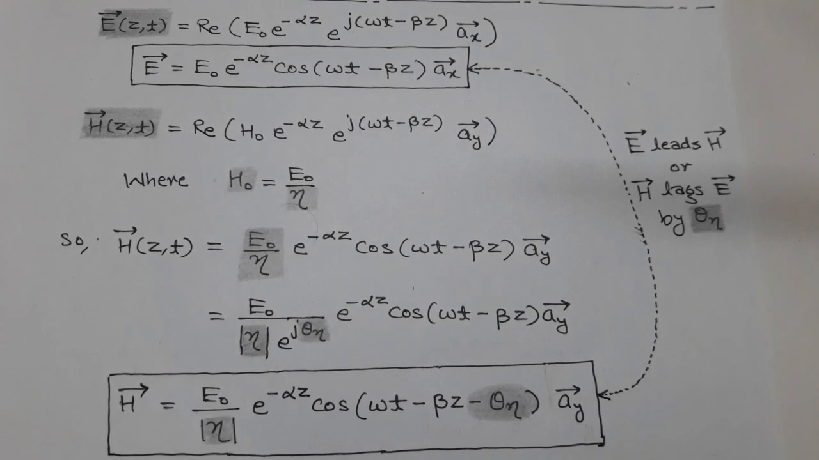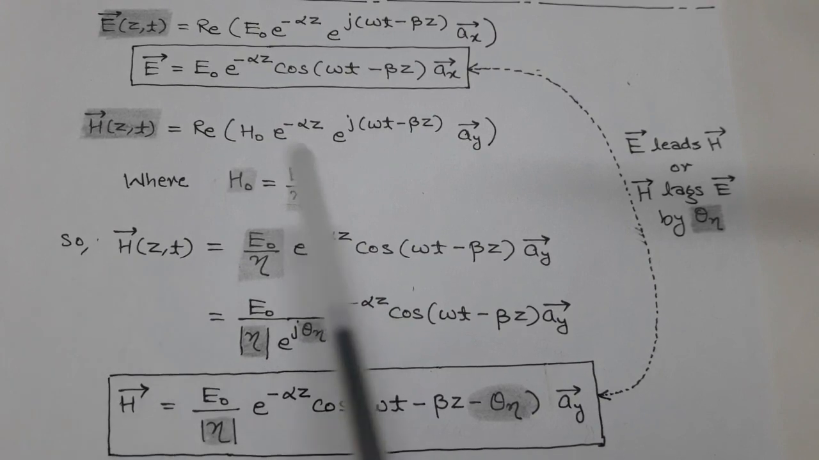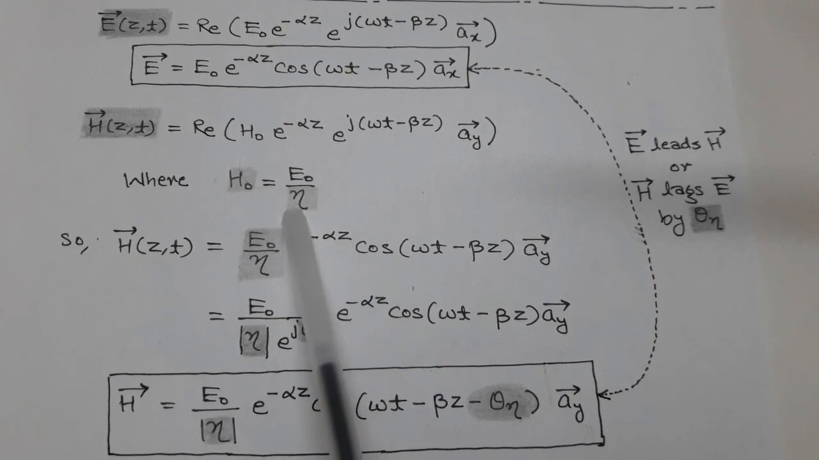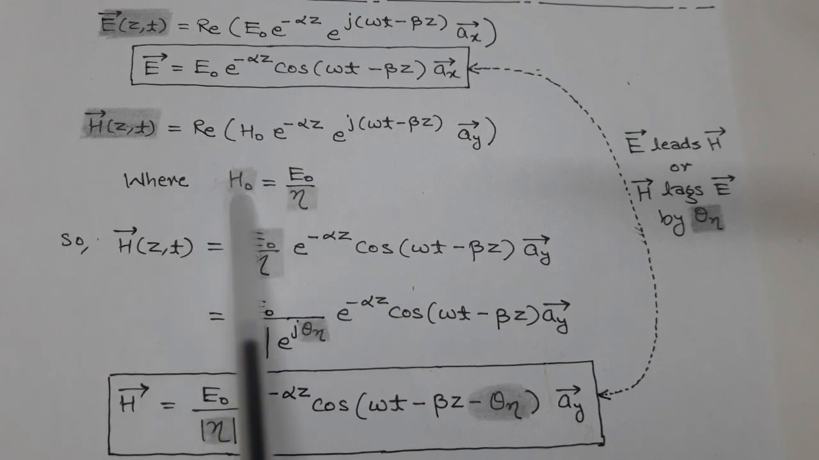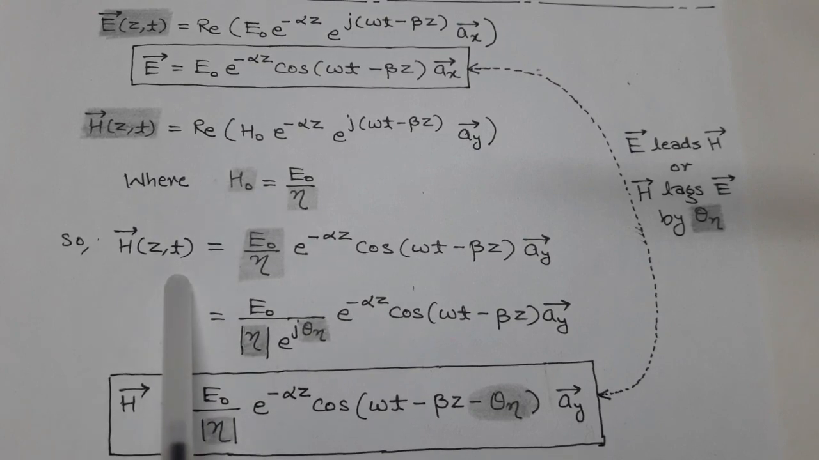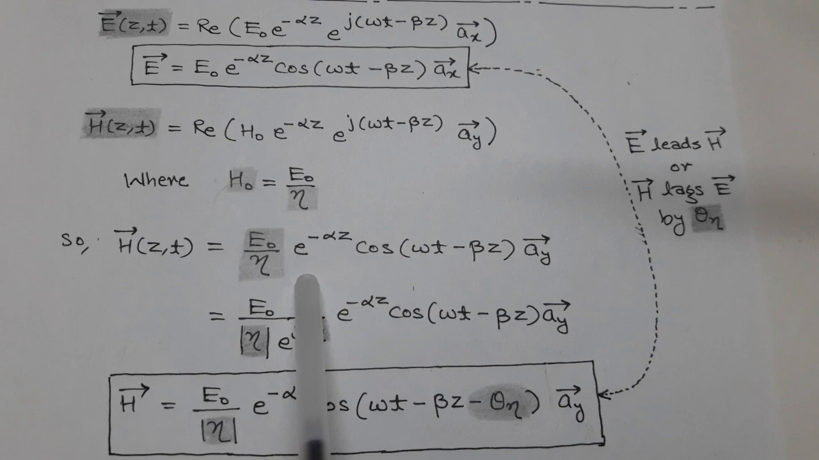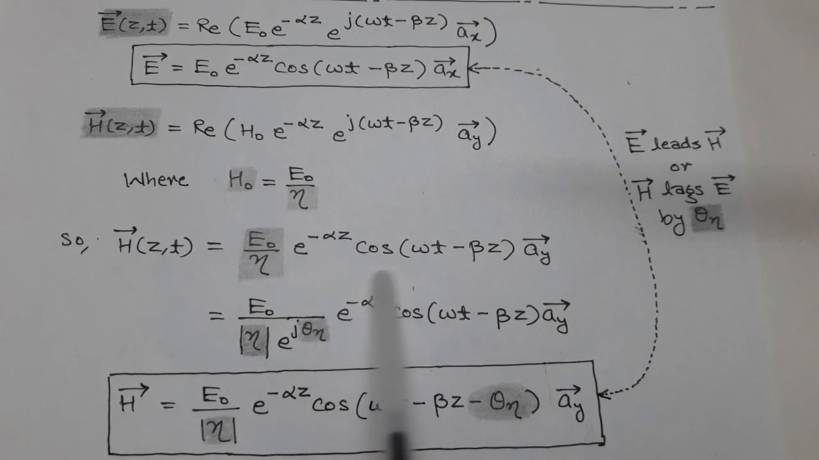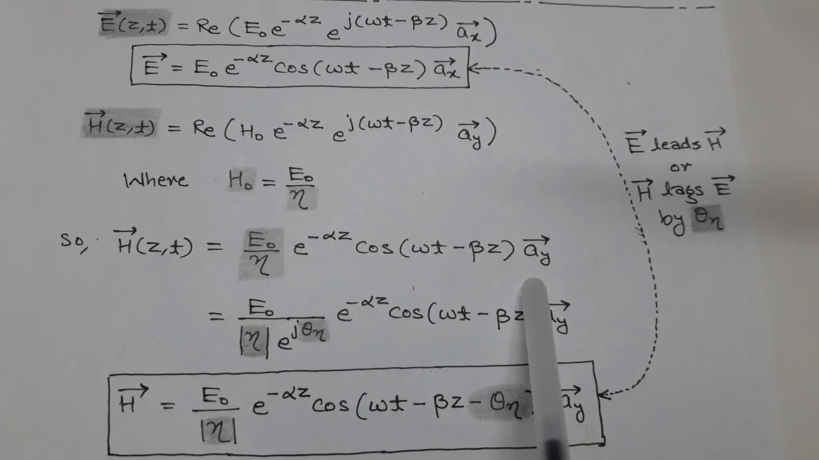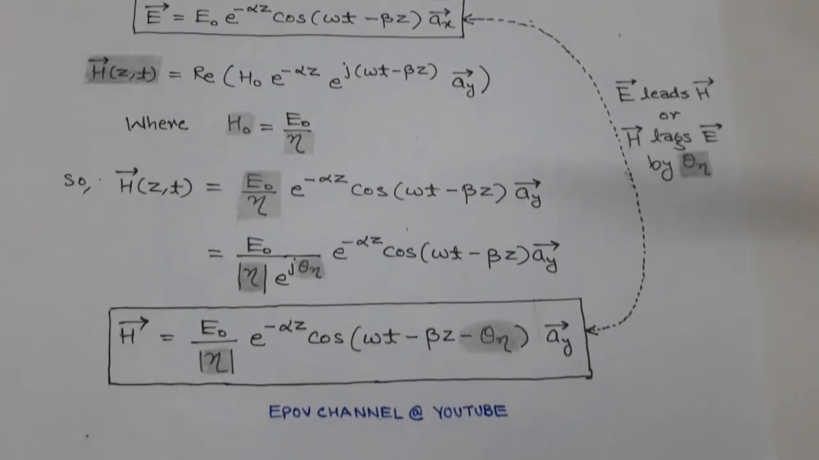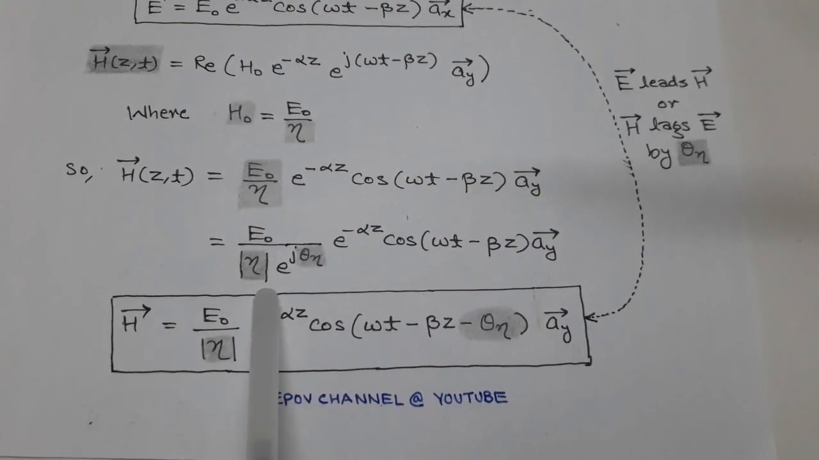And here we know that the intrinsic impedance is the ratio of E naught upon H naught. So from here H naught equals E naught upon eta, that is the magnitude of magnetic field H vector. After putting the value of H naught, we get H vector as a function of z and t equals E naught upon eta e to power minus alpha z cos within bracket omega t minus beta z unit vector y. Now we know that the intrinsic impedance is a complex quantity.